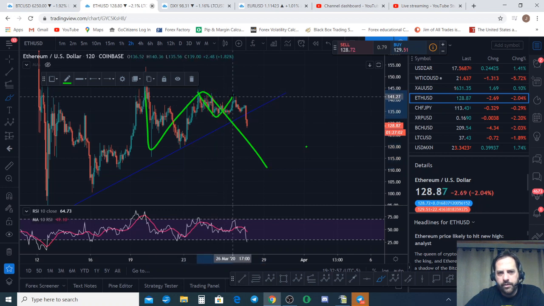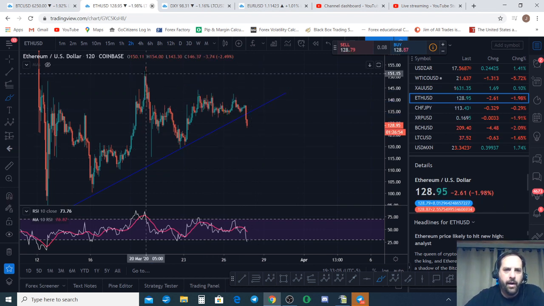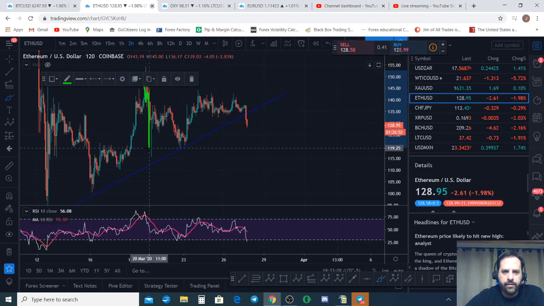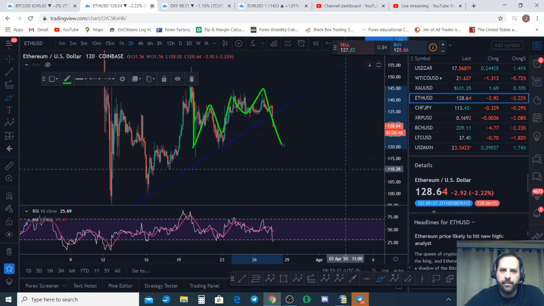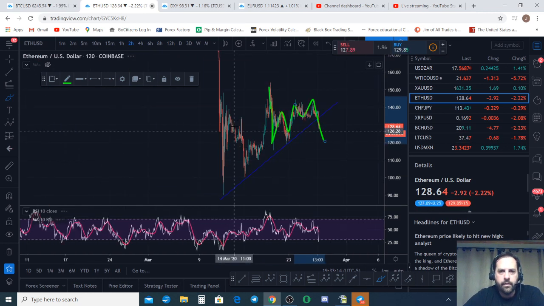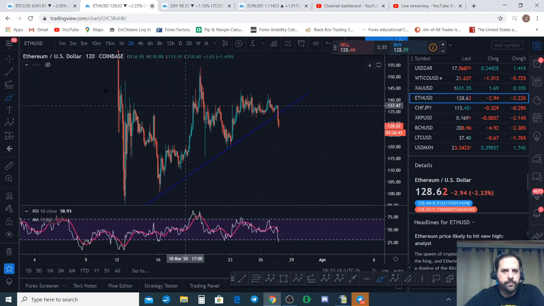So that would be 1, 2. Or is that just a W? That's just a WXY. 3 waves, done. That's just a WXY. Yeah, yeah, yeah. I like that much better. That makes sense.